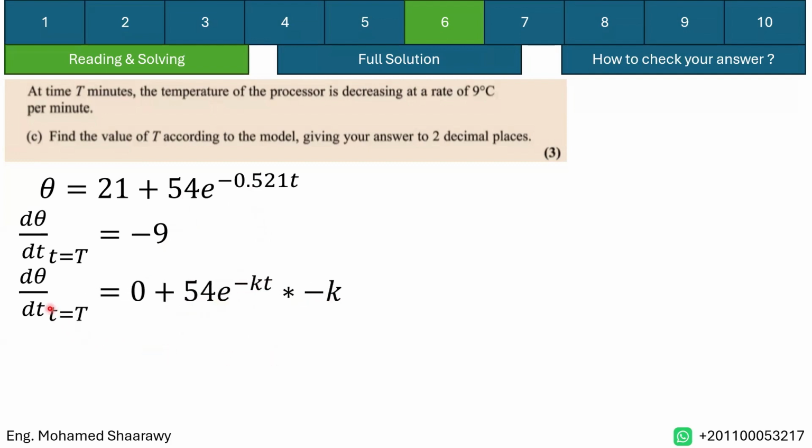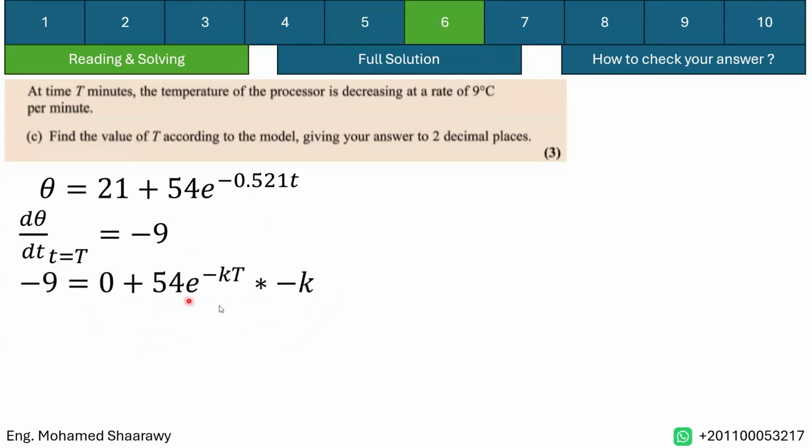Of course, if I wanted to substitute t with capital T, this value will be negative 9, and this value will be capital T and not just t. Actually 0, it's negligible here, and negative 5 multiplied by 54 is negative 54k. Now I need to find capital T.